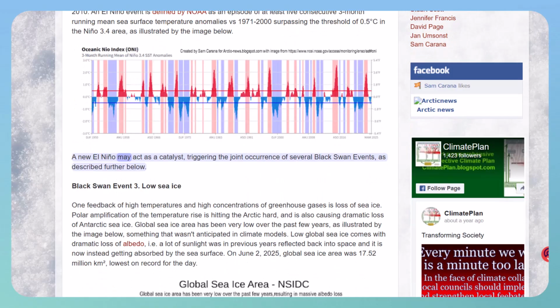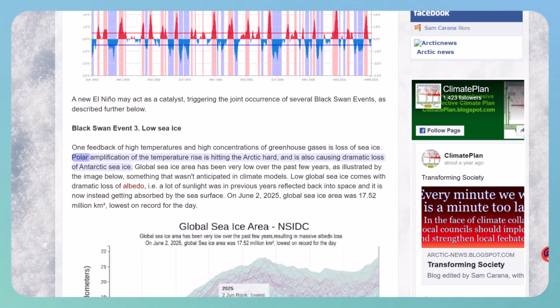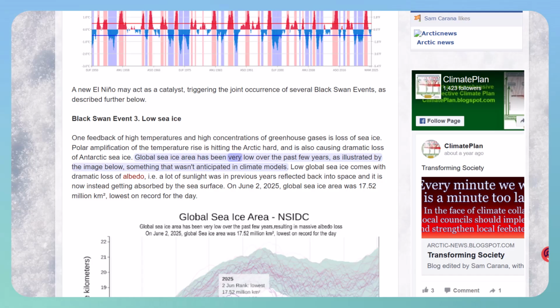A new El Niño may act as a catalyst, triggering the joint occurrence of several black swan events, as described further below. Black Swan Event 3: Low sea ice. One feedback of high temperatures and high concentrations of greenhouse gases is loss of sea ice. Polar amplification of the temperature rise is hitting the Arctic hard, and is also causing dramatic loss of Antarctic sea ice. Global sea ice area has been very low over the past few years, as illustrated by the image below, something that wasn't anticipated in climate models.